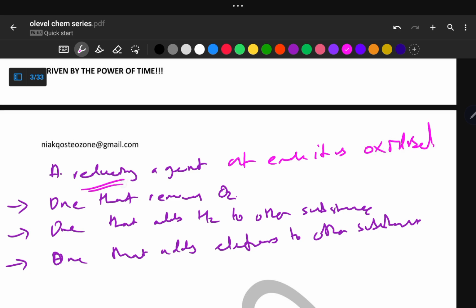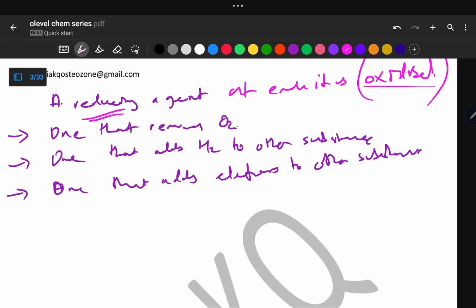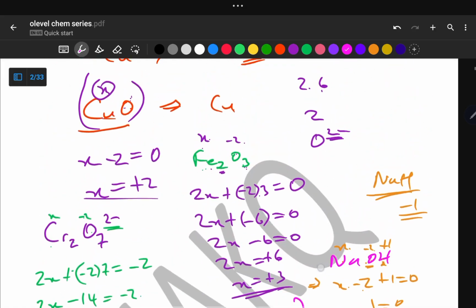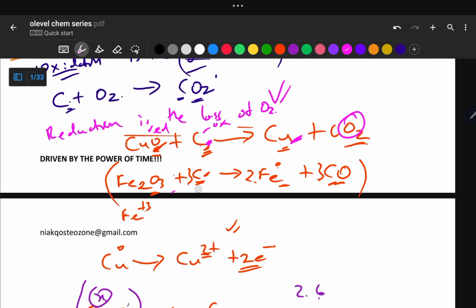It reduces other chemical substances so that itself at the end of the reaction it is oxidized. So examples of reducing agents: we are going to have all the reactive metals, right? And then we can have carbon in the blast furnace. So from this equation here, we are having carbon, and then we are having iron 3 oxide. At the end of the reaction, carbon has been oxidized, meaning to say it has gained this oxygen, so it is a reducing agent.